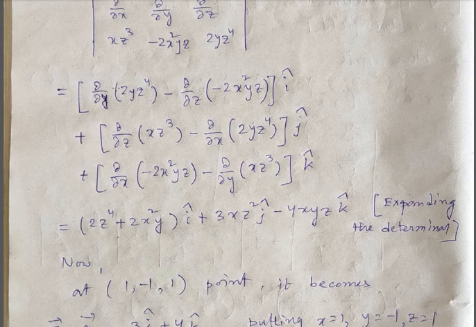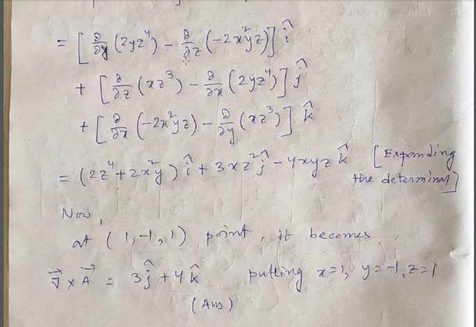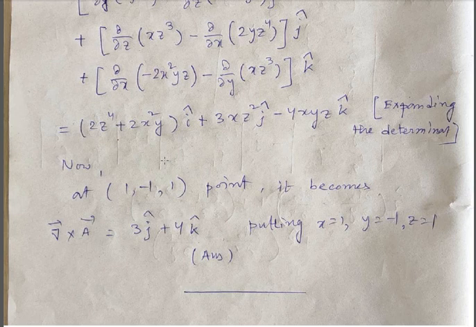So del del y of 2yz to the power 4, it is the derivative with respect to y. So obviously only y is a variable and z is a constant, because this is the partial derivative with respect to y. Now this is also del del z of this, the partial derivative with respect to z. So x and y are constant here. So simply we are doing like that, and we are getting this result after expansion.